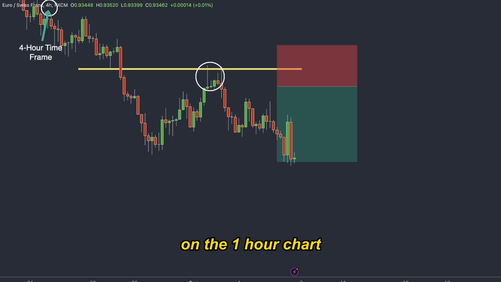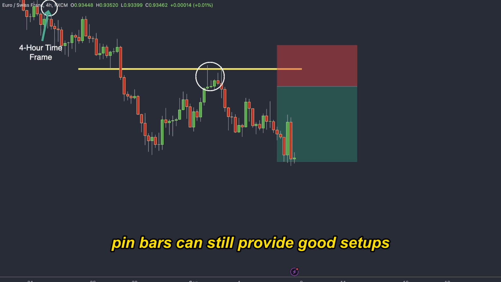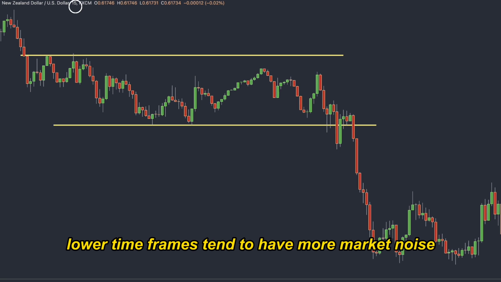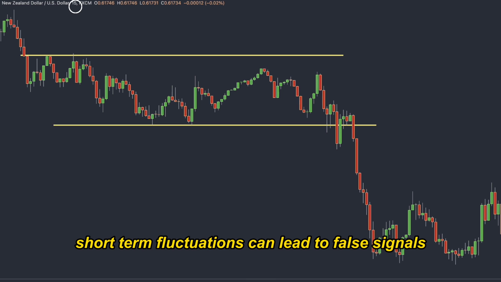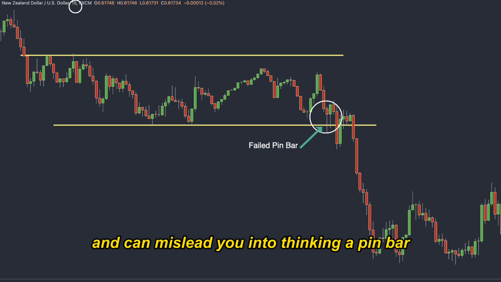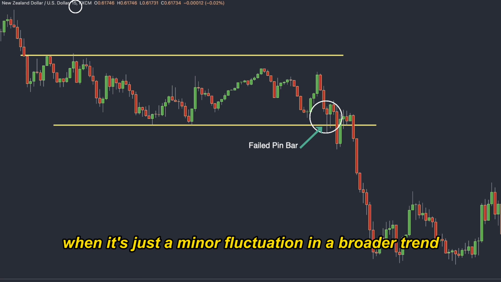On the 1-hour chart, pin bars can still provide good setups, but they come with more risk. Lower time frames tend to have more market noise, meaning short-term fluctuations can lead to false signals. Price action on lower time frames is more reactive and can mislead you into thinking a pin bar is signaling a reversal when it's just a minor fluctuation in a broader trend.